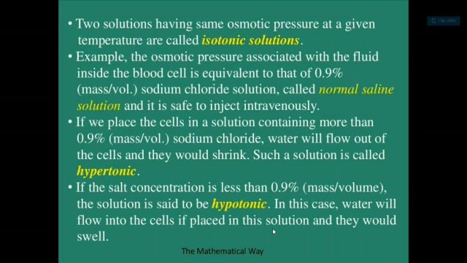If we place the cell in a solution containing more than 0.9% sodium chloride, water will flow out of the cell and it would shrink. Such a solution is called hypertonic. If the salt concentration is less than 0.9%, the solution is said to be hypotonic. That means there are three types of solutions on the basis of osmotic pressure. Isotonic: two solutions having the same osmotic pressure. If one has more pressure than the other, the solution with more osmotic pressure is hypertonic, and the one with less osmotic pressure is called hypotonic.